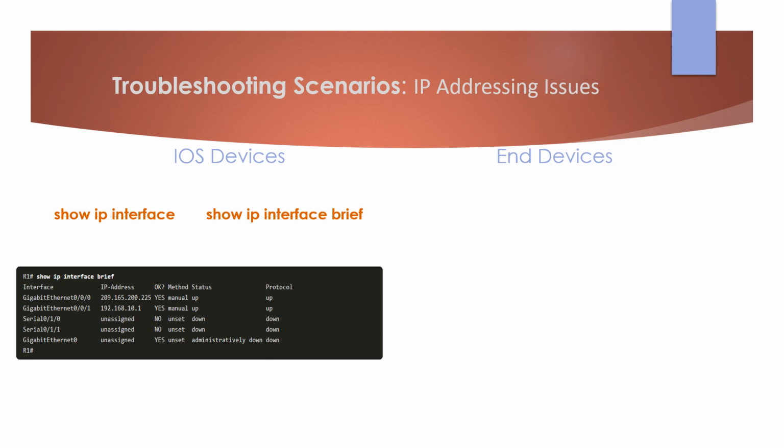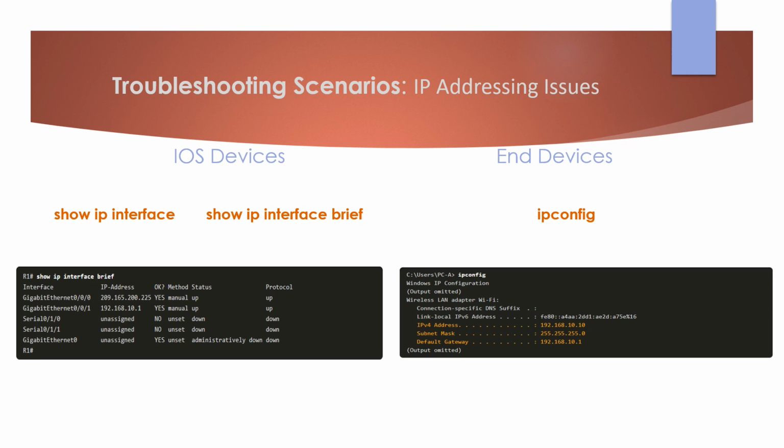Most end devices are configured to rely on a DHCP server for automatic IPv4 address assignment. If the device is unable to communicate with the DHCP server, then the server cannot assign an IPv4 address for the specific network and the device will not be able to communicate. To verify the IP address assigned to a Windows-based computer, remember that we use the ipconfig command, and here will be shown the output of this command. As you can see, we will be able to verify the IP address, subnet mask, and even the default gateway.